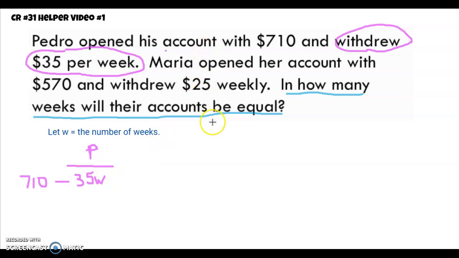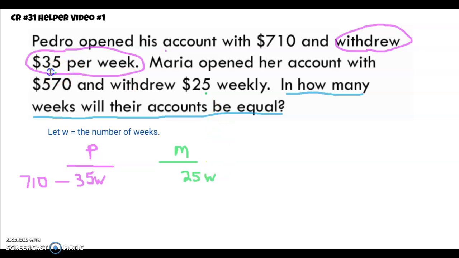Now we have Maria. I'm going to put an M here for Maria. It says Maria opened her account with $570 and withdrew $25 weekly. So which one of these numbers describes the number of weeks? Which one of these is the unit rate for how much they're withdrawing weekly? Hopefully you're saying $25. So the $25 goes with my variable W because the 25 is the unit rate for what they are withdrawing weekly.